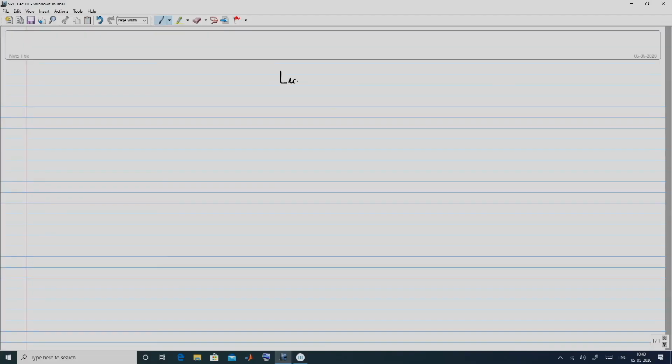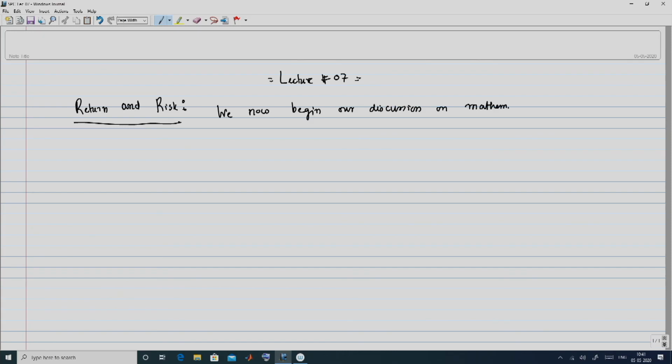This is lecture number 7. As I pointed out, the Markowitz theory is based on two pillars, namely return and risk. We now begin our discussion on the mathematical portfolio theory, with the initial stages being devoted to the Markowitz theory.